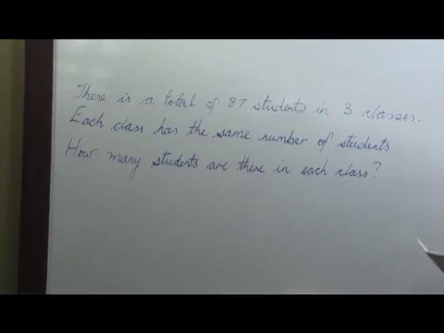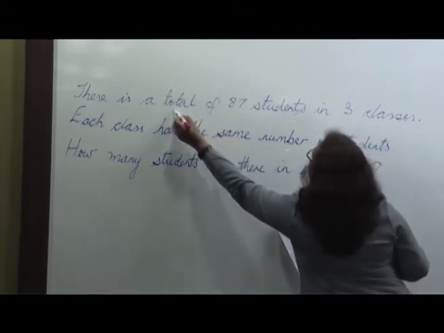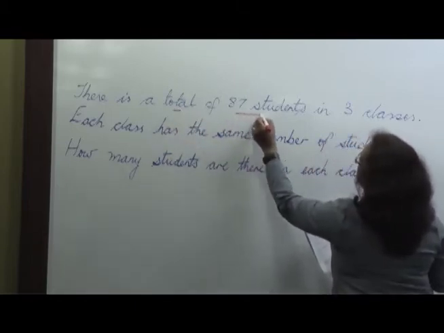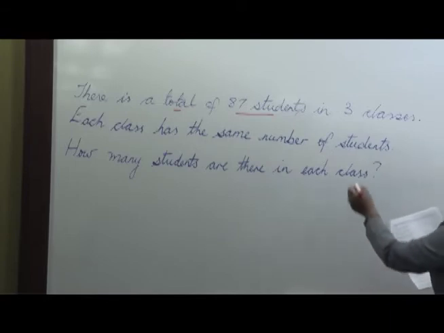So let's read our problem. There is a total of 87 students in 3 classes. Each class has the same number of students. How many students are there in each class? And again, with our problem, we are going to look at it and identify some of the key information in it. So we are told in this problem, and it's a very simple problem, that we have a total of 87 students in 3 classes.